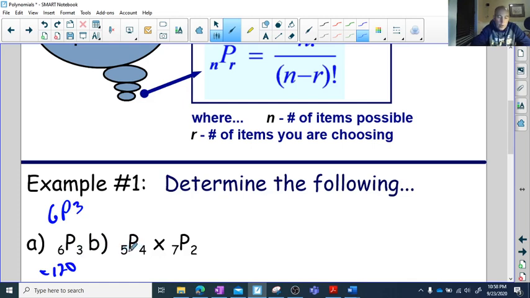5 permute 4 gives me 120 also. And if I do 7 permute 2, that one gives me 42. So again, this would translate to mean I have a group of 7 items. I want to pick out a smaller group of 2 from that 7, and I'm going to put them in order, or give them a title, or give them some kind of distinction so that I know that they're not all equally part of the group.